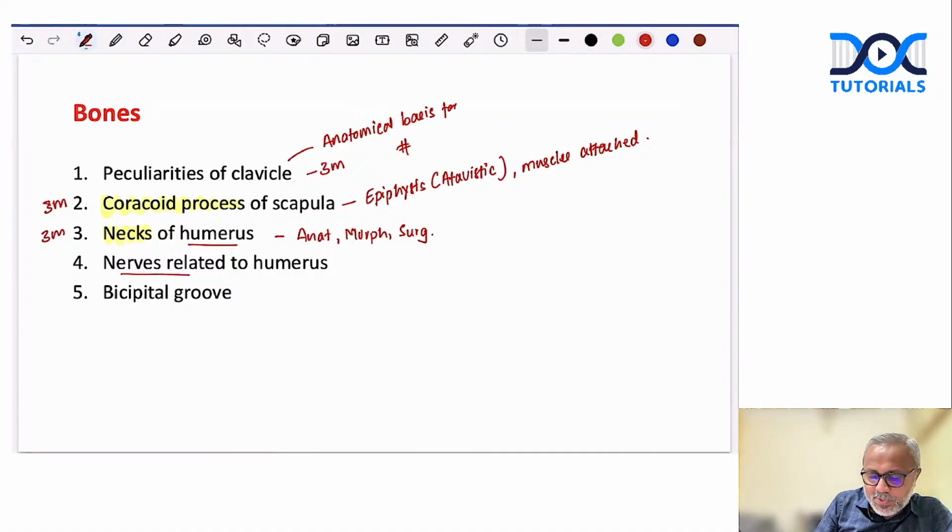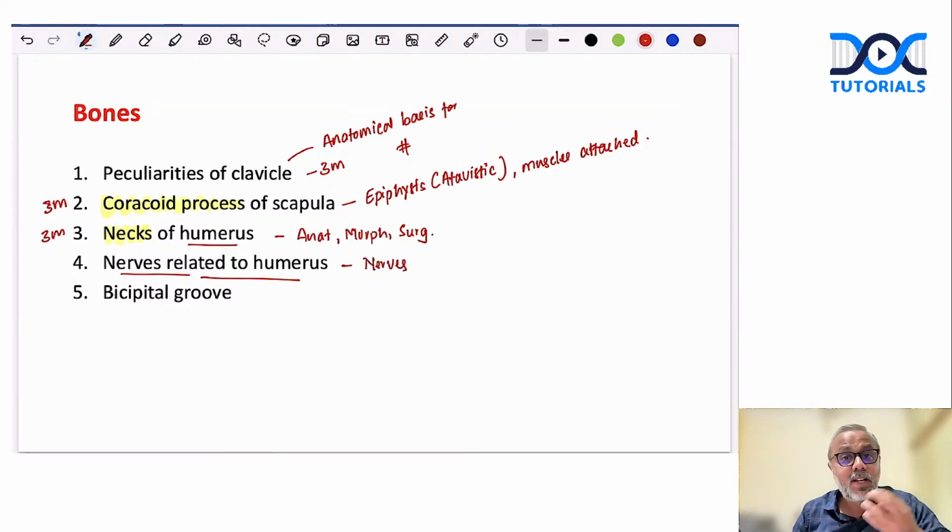Then, what are the nerves related to the humerus? Here, remember what the nerves related are. For example, where is the axillary nerve related? Where is the radial nerve related? And where is the ulnar nerve related to the humerus, right?